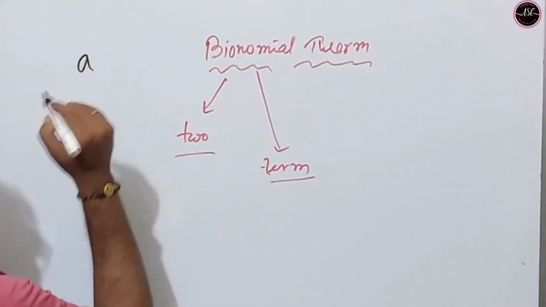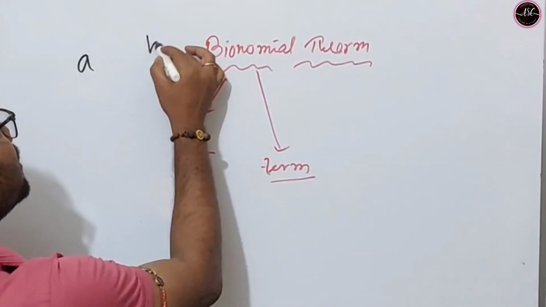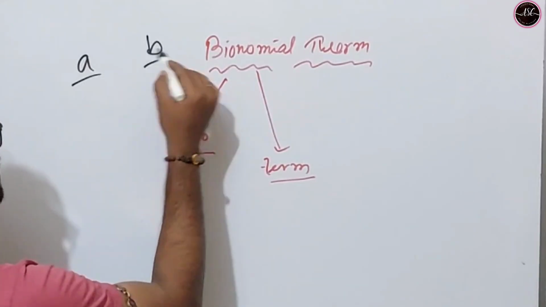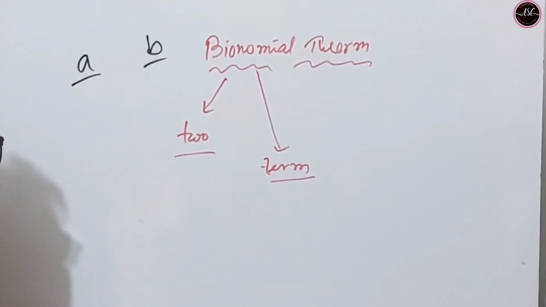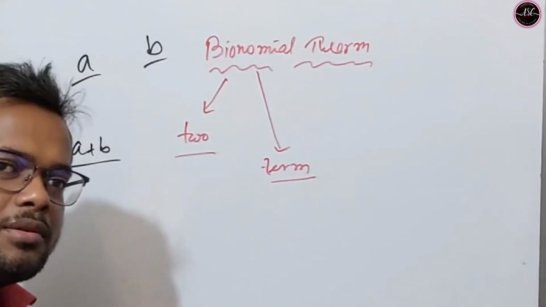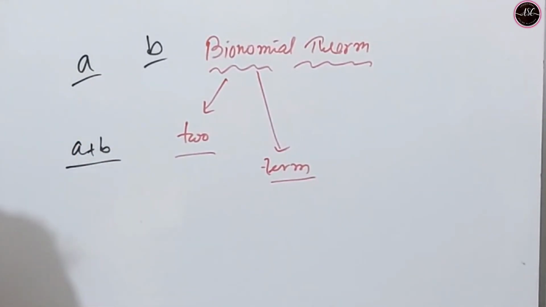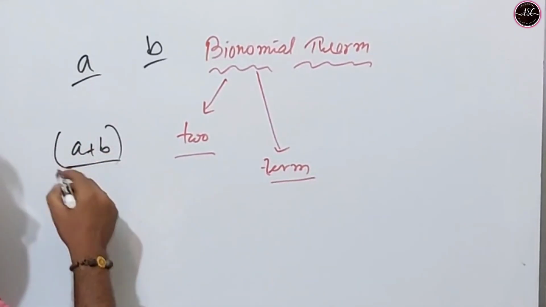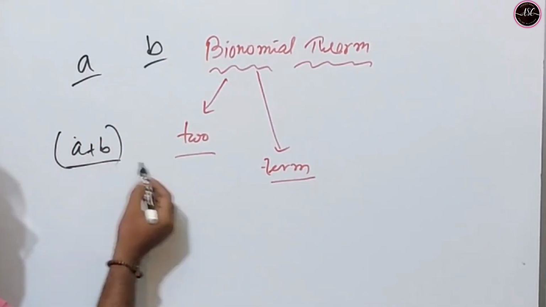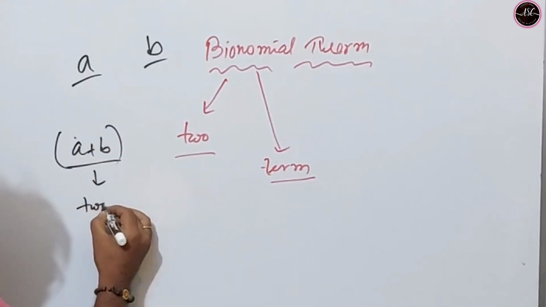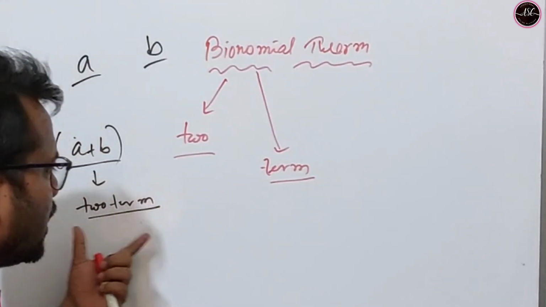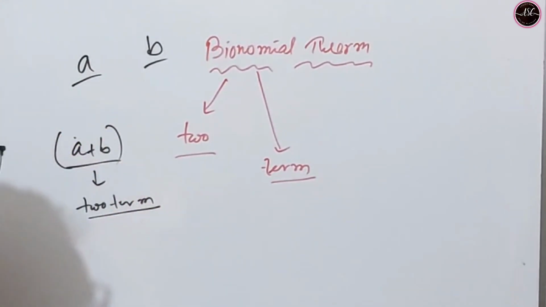Let's see, A is a term and B is also a term, okay. Then these are two distinct terms, okay. If we write A plus B, this is a binomial term, okay. This is a binomial. That means here this is one term and this is the second term. So this consists of two terms, okay. By binomial theorem, we can express the two-term expansion.